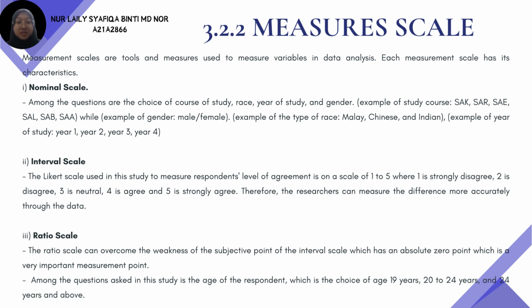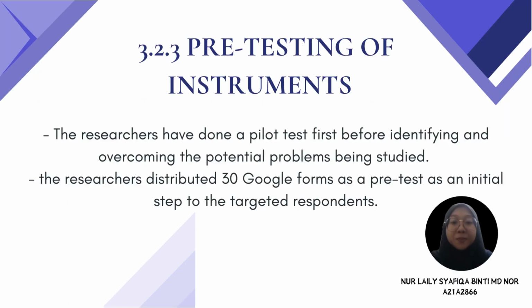Number 3 is the ratio scale. The ratio scale can overcome the vagueness of the subjective point of the interval scale, as it has an absolute 0 point, which is a very important measurement point. Among the questions asked in this study is the age of the respondent, with the choices of 19 years, 20 to 24 years, and 24 years and above.